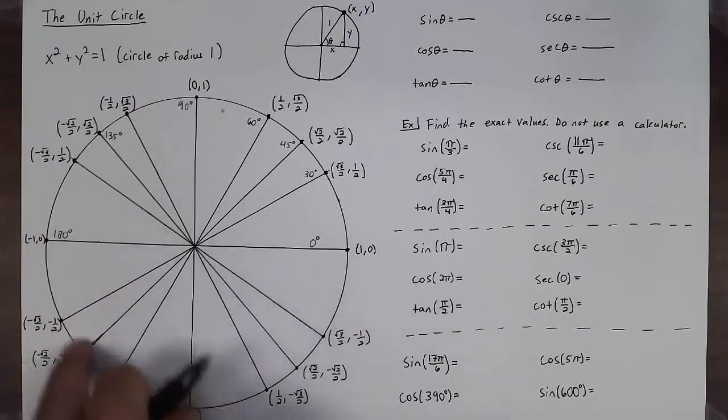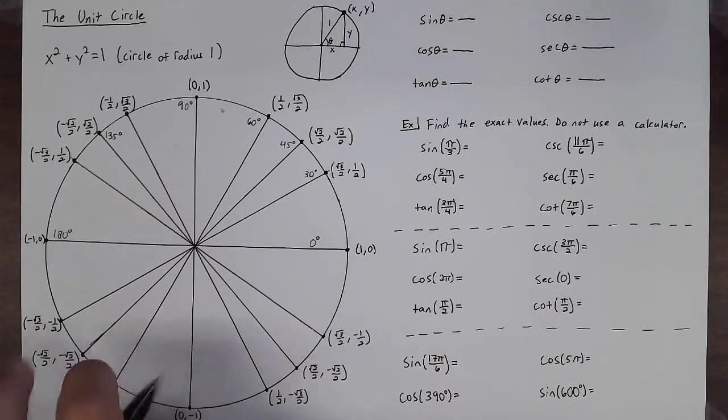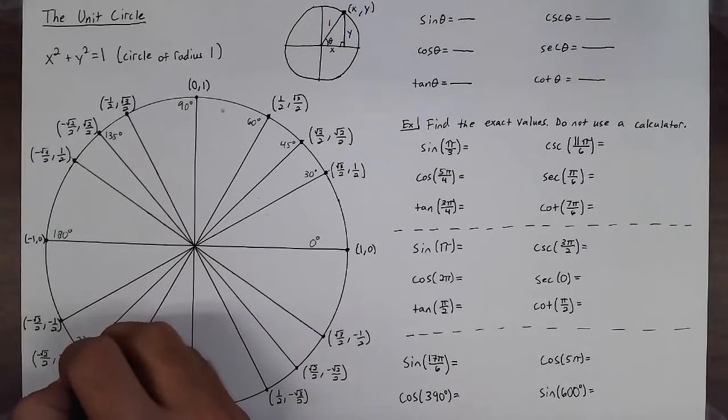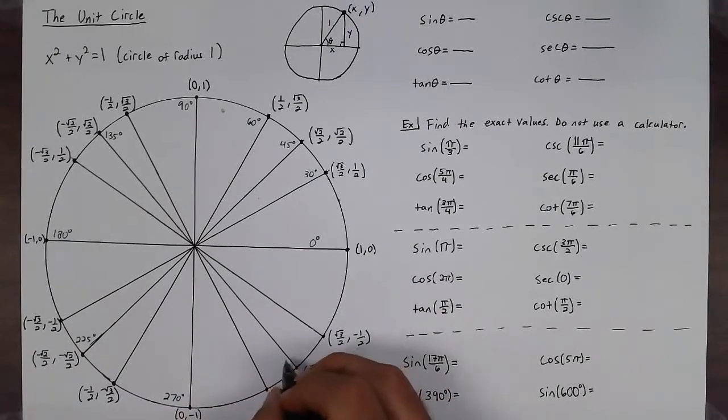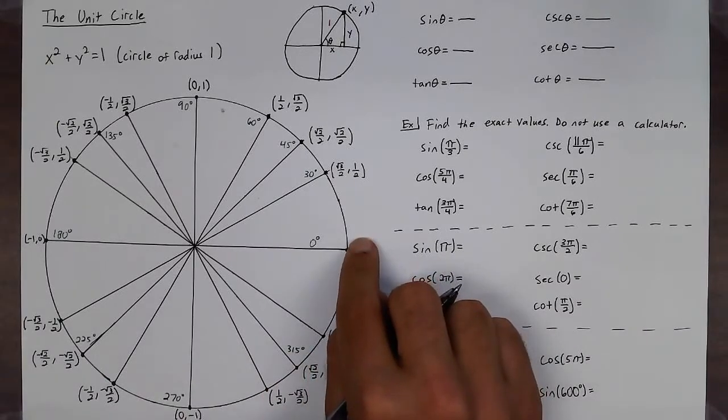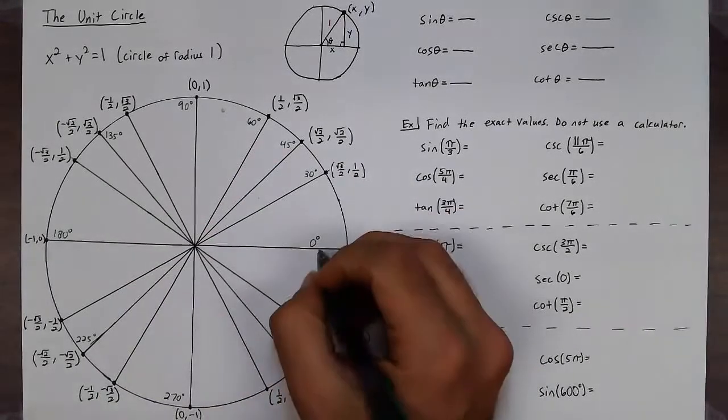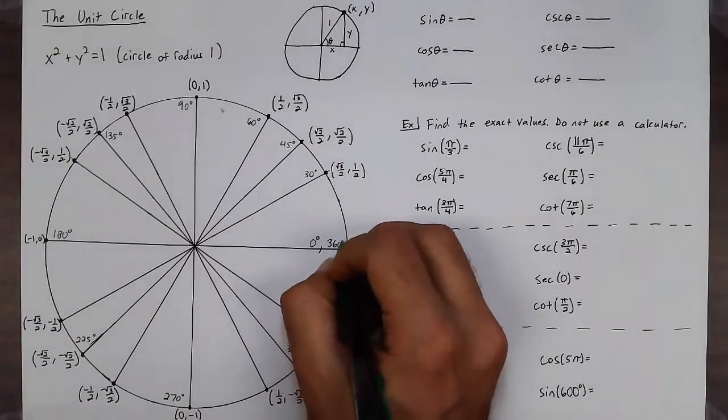Another 45 to this section right here gives me 225 degrees. Another 45 gives me 270 degrees. Another 45 gives me 315 degrees. Another 45 brings me back here for a full rotation of 360 degrees.